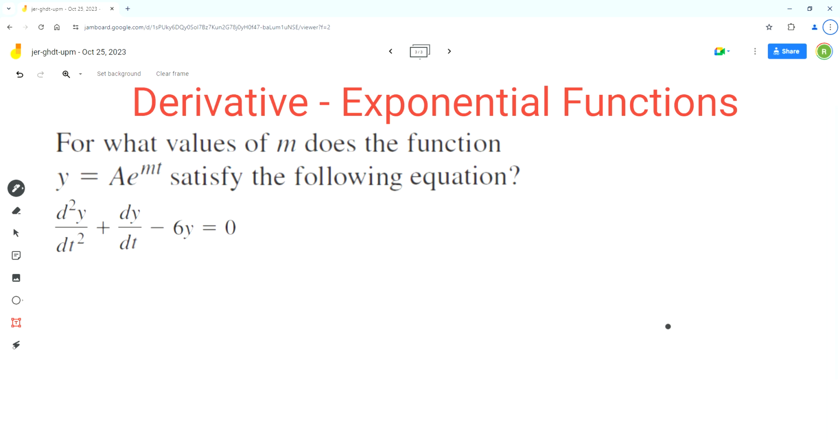So in this video, we'll solve this problem using the concepts of derivatives. As per the problem, for what values of m does the function y equals a times e to the power mt satisfy the following equation? The equation is the second derivative of y plus the first derivative of y minus 6y equals 0.